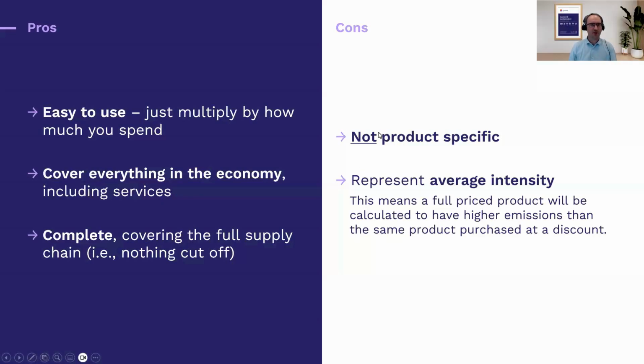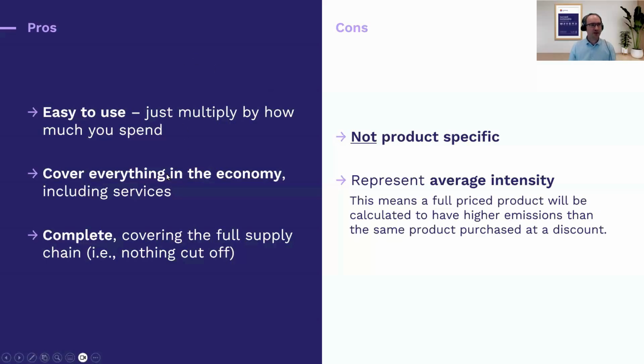The other one above that is that it's not product specific. The emission factors are always for categories, right? So it's like the category of buying a car. It's not the emission factor specifically for a Toyota or specifically for a BMW or specifically for a BYD. It's just the emission factor for that particular product category in the accounts.